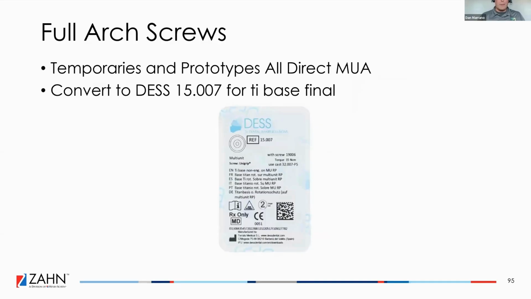If you still need the tie base, we go to the desk 15007. It's been the tie base we've been using forever, it feels like. But all our temporaries and prototypes are still direct to multi-unit. I don't have to cement those every time I send one out. Certainly if the doctor's printing, he doesn't want to have to cement those every time. So we can use the direct to multi-unit for the entire process and then switch to the tie base at the end.